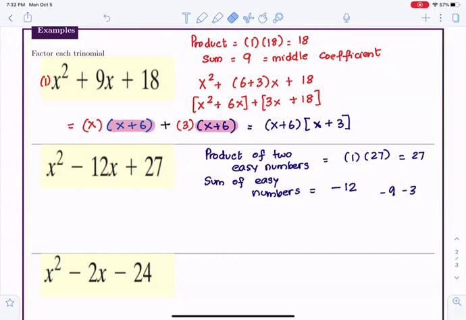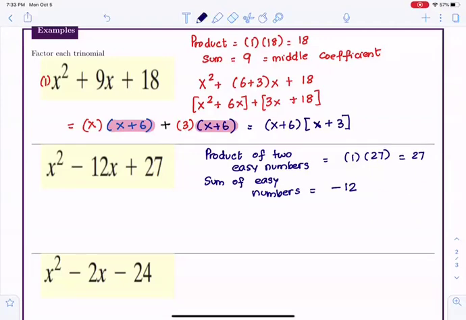But we can't jump to the conclusion yet. You have to see whether the multiplication of negative 9 and negative 3 would result in 27. It certainly does. Minus 9 times minus 3 is positive 27. So the two easy numbers have to be minus 9 and minus 3.